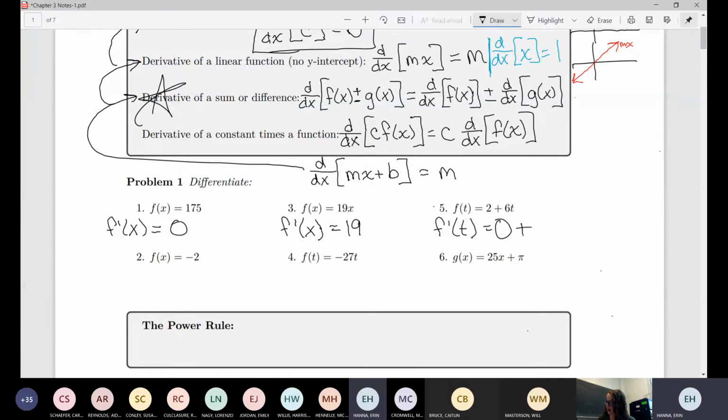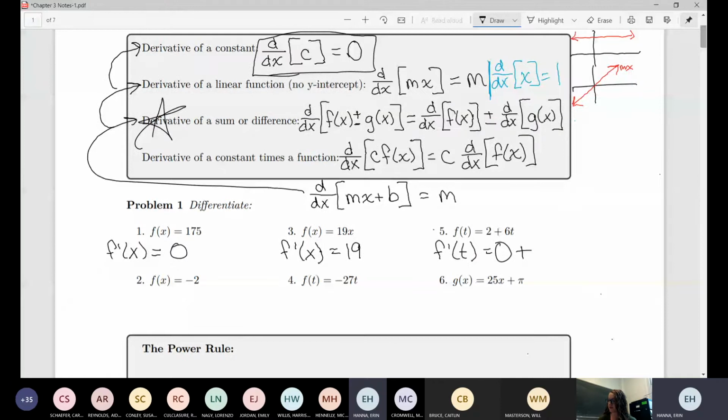And then I have to add that to the derivative of 6t, because that's what my sum and difference rule tells me. I have to take the derivative of both pieces and then add them together. What's the derivative of 6t? There's a t in there, there's a variable, so we're in this case right here. I know it has an x in the rule, but it can be whatever variable you need it to be. Since it's 6 times t, the derivative of that is just that number 6. And then of course 0 plus 6 is 6. So the actual full answer would just be 6. Does that make sense?